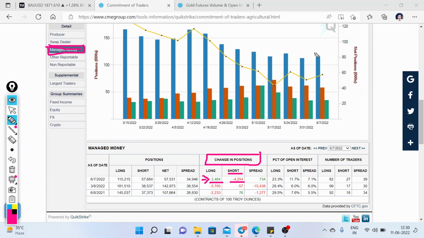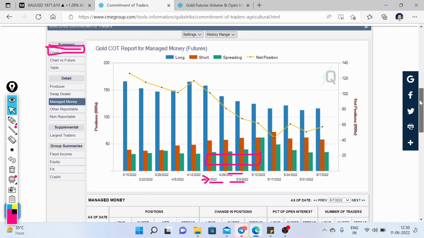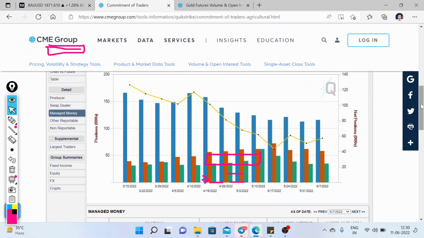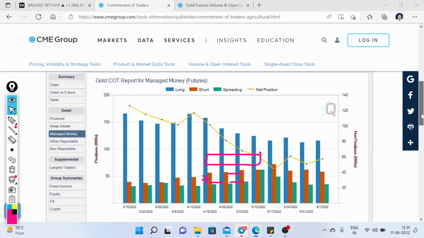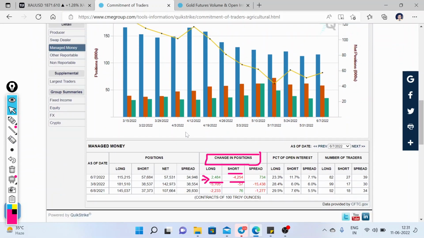And in the chart you can also see over here, the blue one is the long contract and the brownish one is the short. You can see this time we have some increase in the net long position, and some minor decrease in the short positions. So the sentiment from the COT report shows a bullish view.